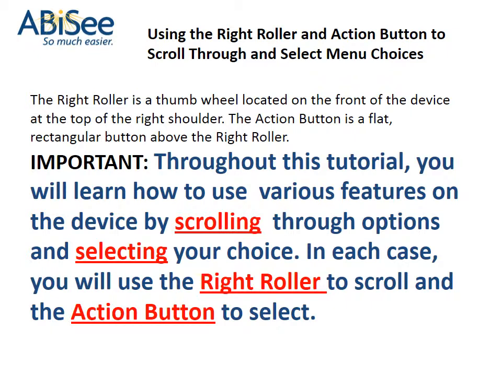The right roller is a thumb wheel located on the front of the device at the top of the right shoulder. The action button is a flat, rectangular button above the right roller. Important: throughout this tutorial, you will learn how to use various features on the device by scrolling through options and selecting your choice. In each case, you will use the right roller to scroll and the action button to select.